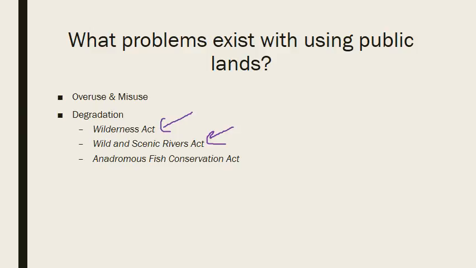The last law that we've put into place for degradation is what's called the Anadromous Fish Conservation Act. An anadromous fish is any fish that lives in a marine habitat for the majority of their life, but they return to freshwater to reproduce. Best example of an anadromous fish is the salmon. So what the Anadromous Fish Conservation Act does is it requires the habitats of these fish to be maintained and protected, especially if they are in a wilderness area.